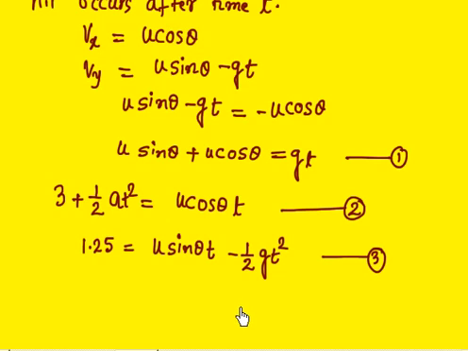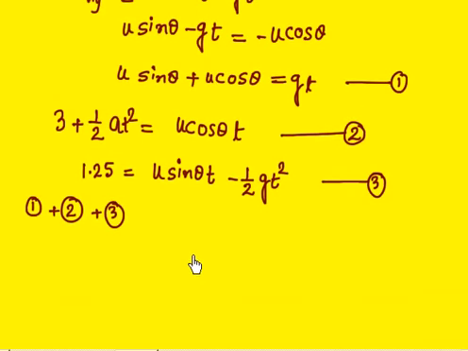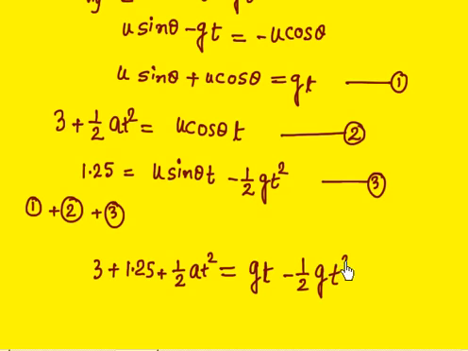So I have to solve these 3 equations. That is very important. What we can do is add all 3 equations: 1 plus 2 plus 3. If I add them, this side I will have 3 plus 1.25 plus half at square, and that side u sin theta cos theta goes, so we will have g t minus half g t square. Are you getting or not?